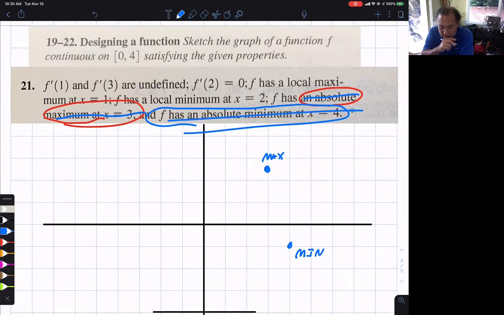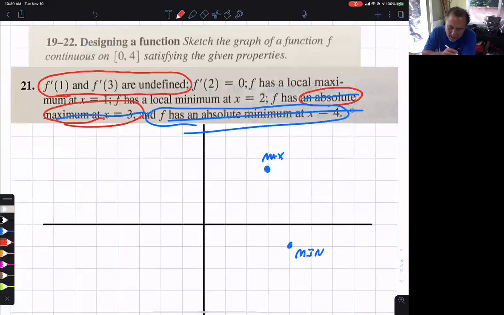So I've taken care of that. Okay, I have more stuff. Undefined. To be undefined, when does a derivative not exist? At discontinuities, at sharp points, at vertical tangent lines. Okay, those are your choices. But this function is continuous, so there aren't going to be any discontinuities. So your other choices are sharp points or vertical tangent lines. Well, a vertical tangent line is a possibility, but I'd rather do sharp points. So I'm going to have a sharp point at 1 and 3.